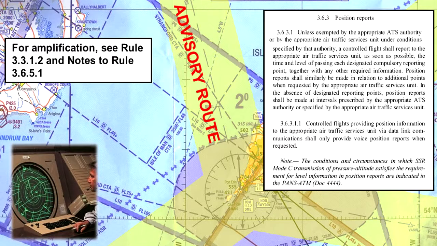The pilot of an IFR flight operating outside controlled airspace, but who is required by the appropriate Air Traffic Services Authority to submit a flight plan and to maintain an air-ground voice communication watch with an Air Traffic Services unit, for instance, an IFR flight within advisory airspace, is required to report his position as specified in Rule of the Air 3.6.3, applicable to controlled flights. That completes the lesson on the instrument flight rules.